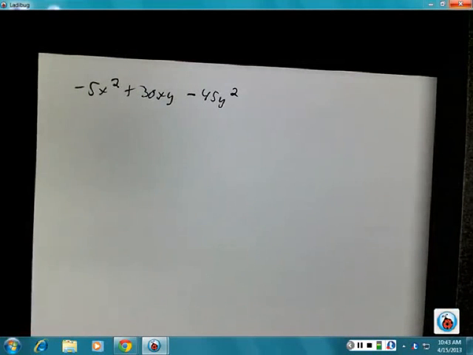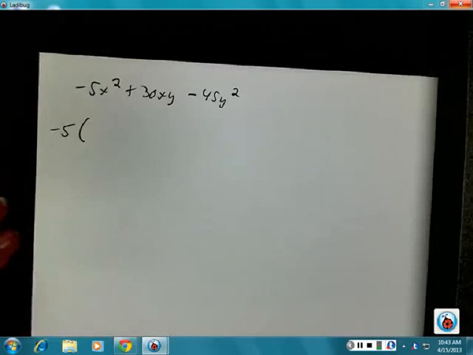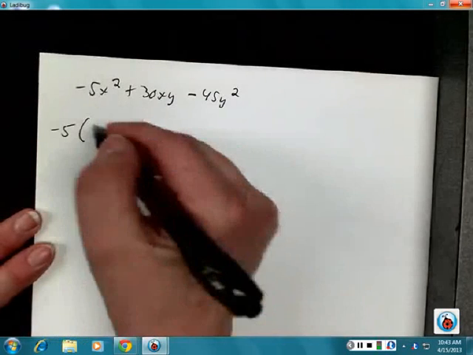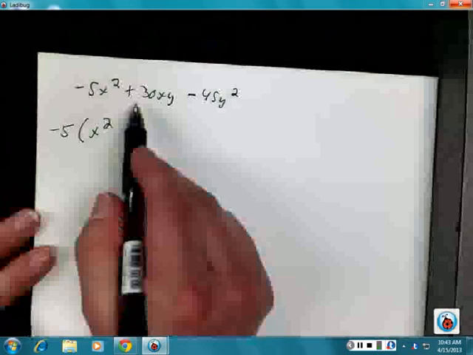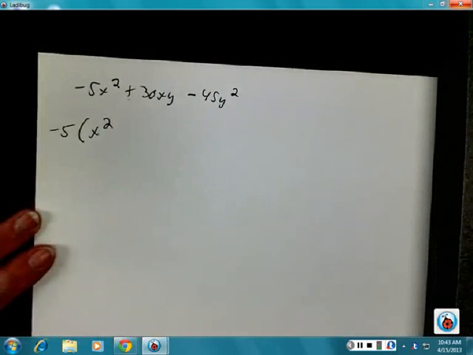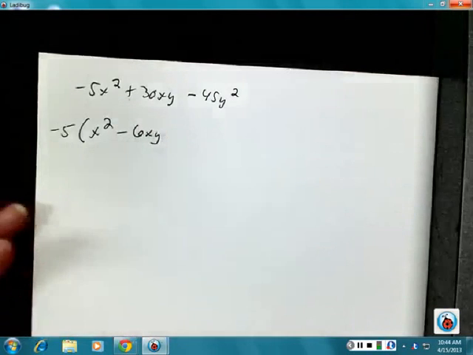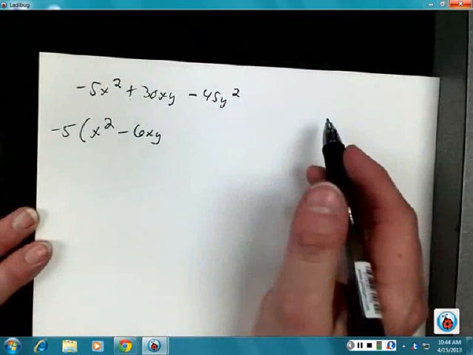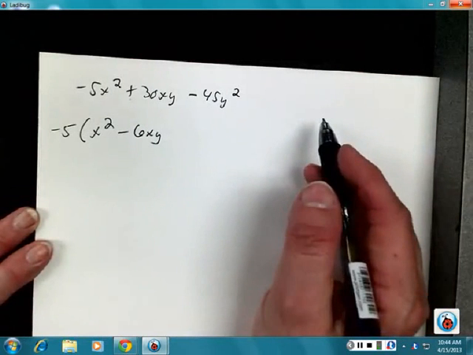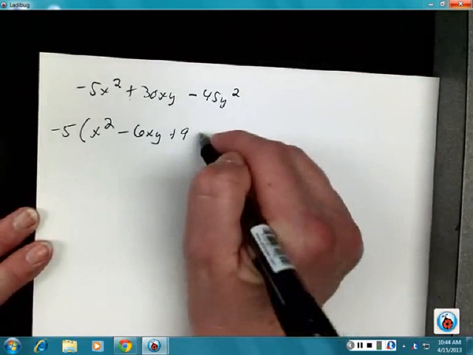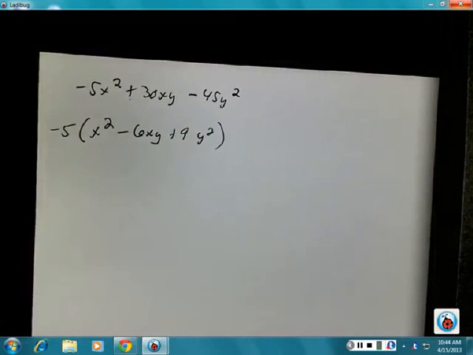Okay. What do we got? What can I pull out? A 5. A negative 5. And a negative 5 out of a negative 5x squared is x squared. Negative 5 out of positive 30 is negative 6xy. And what about the 45? Negative 45, I can take a negative 5 out, I get y squared. Perfect. Can I factor that?